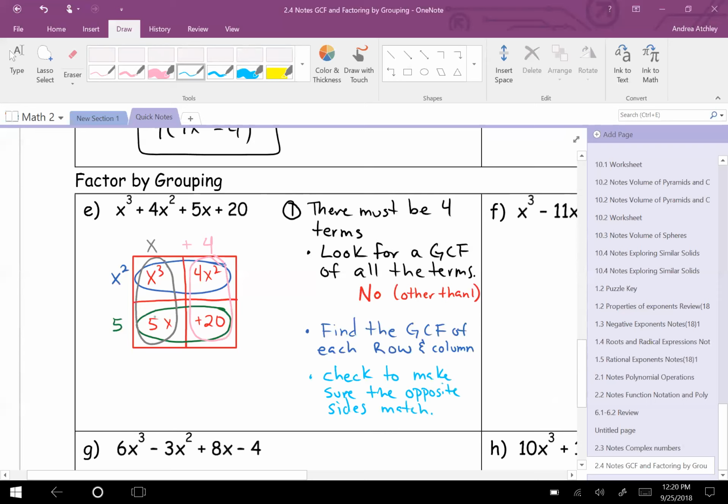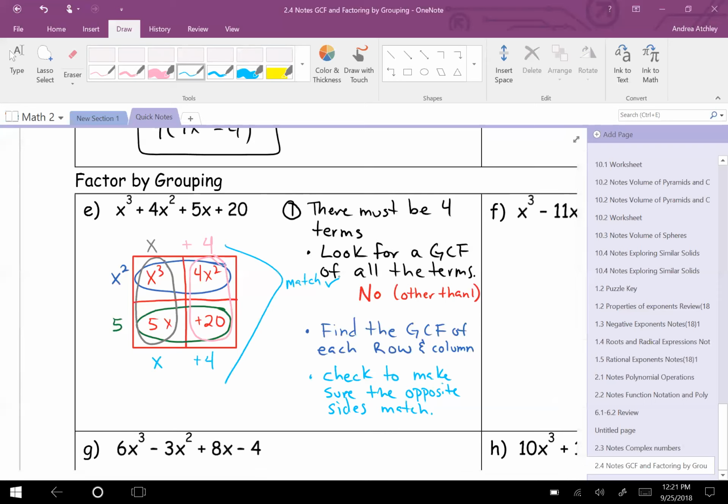So we're going to just check by factoring out this 5. When I factor the 5 from this row, we should get x plus 4 because these two should match, right? Top and bottom of a rectangle match, and the opposite sides here should match as well. So if I factor out this 5, I get left with x here. 5x divided by 5 should be x. And then 20 divided by 5 should be positive 4. They match, right? Since they match, I've done this correctly.